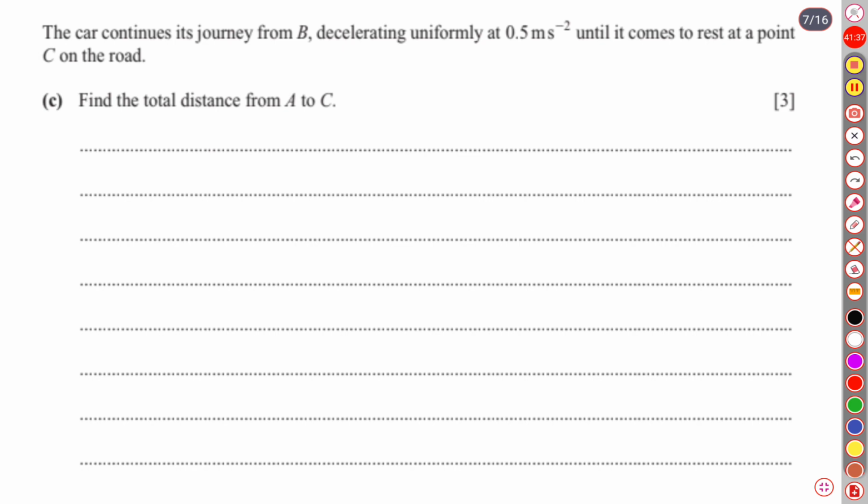Next part says the car continues its journey from B, decelerating uniformly at 0.5 meter per second square until it comes to rest at a point C on the road. Find the total distance from A to C. So from A to B is already given, 2.2750 meter. Now we will have to find the final velocity.